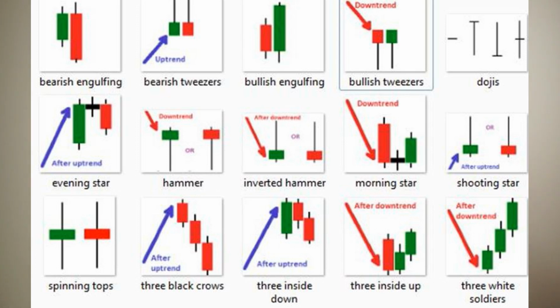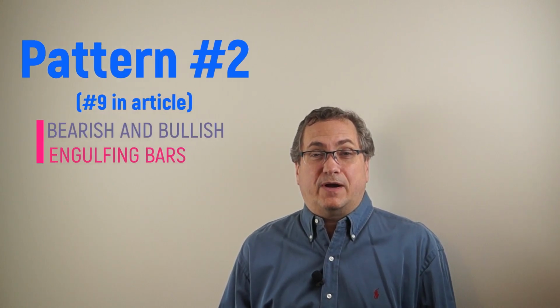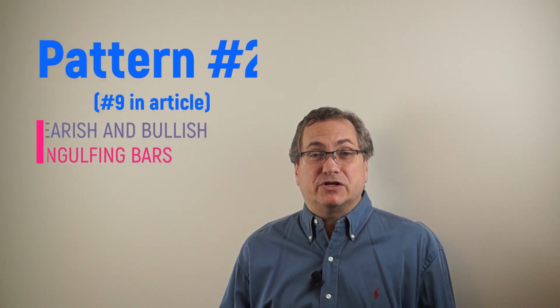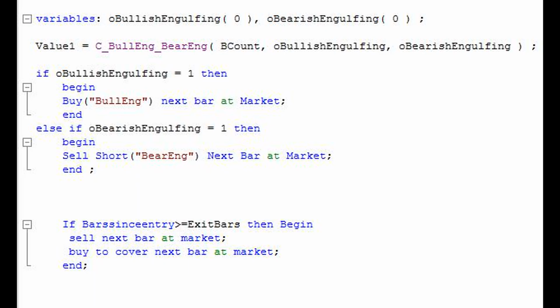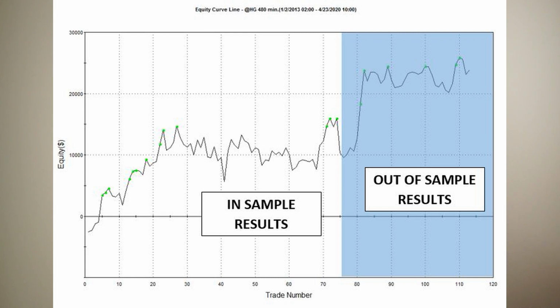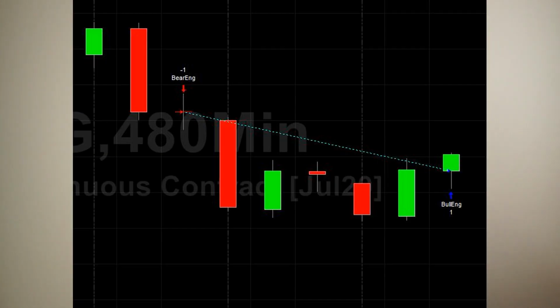One kind of price action pattern I really like are candlestick patterns. The Japanese candlestick patterns. These are pretty neat. A lot of them work in a lot of different markets. You just have to be careful when you test them. So here's the second price action pattern. It's bearish and bullish engulfing bars. And here's a sample equity curve for it. And here's some sample trades for it.